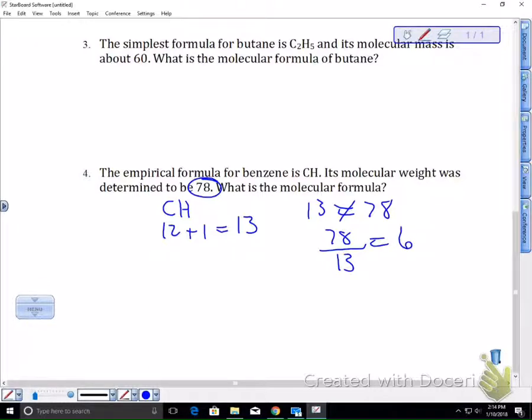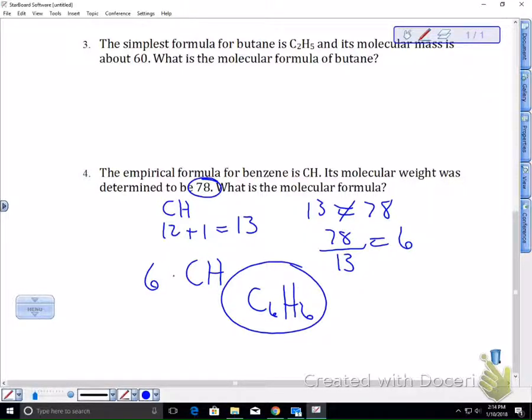So now we're going to take that 6 and multiply it by our empirical formula, and we're going to get C6H6 as the molecular formula for benzene. The empirical formula is the simplest whole number ratio, that's why it's only CH, but the real world formula for benzene is C6H6.